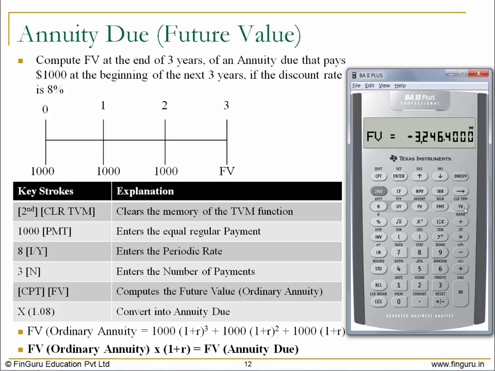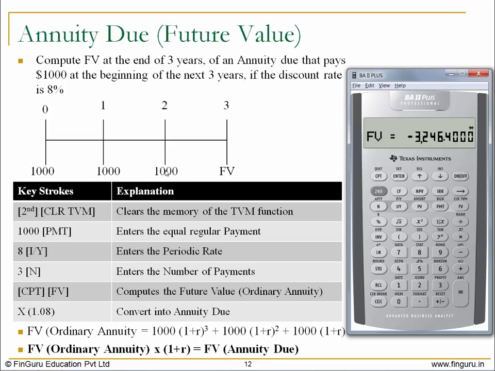Now this future value has been computed at the end of the second year. It's worth noting that the calculator, when it is in the end mode, calculates the future value at the same point of time when the last cash flow was entered into the account. So therefore, this number of 3246 has been calculated at the point of end of second, while we want the answer to be calculated at the end of third.